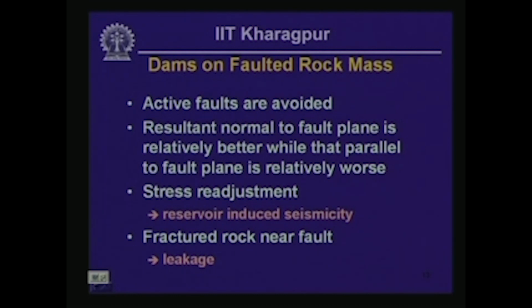Then we want to place the resultant normal to the fault plane, because the fault plane here is a plane of weakness, and we want to place our resultant perpendicular to the plane of weakness in order to make it possible that maximum strength is mobilized.